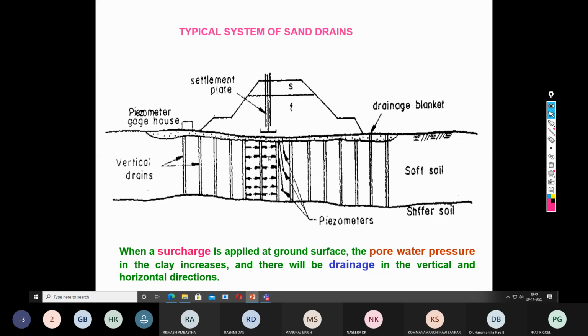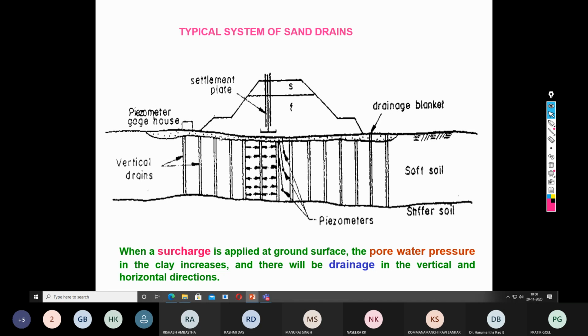This is a typical cross section of the sand drain. There is a surcharge load. These are all the vertical drains, and these arrows indicate the path followed by water molecules. This is soft clay, and in order to monitor the settlement, we embed within the soil a piezometer, which normally measures the pore water pressure. The pore water pressure can be related to the settlements or degree of consolidation later. There is also a settlement plate, by which we can monitor the settlement of the original ground. There is a drainage blanket.